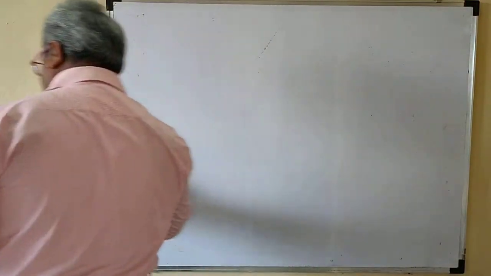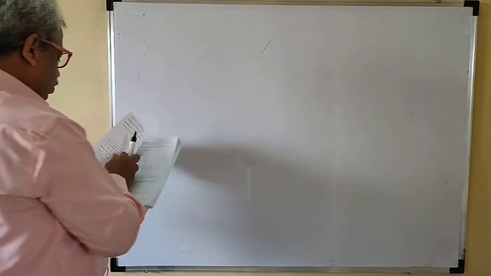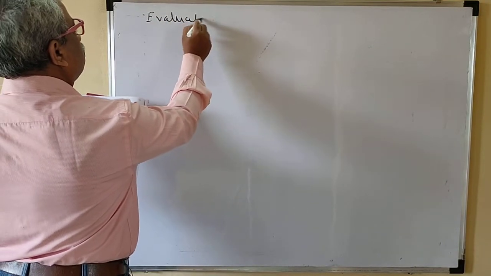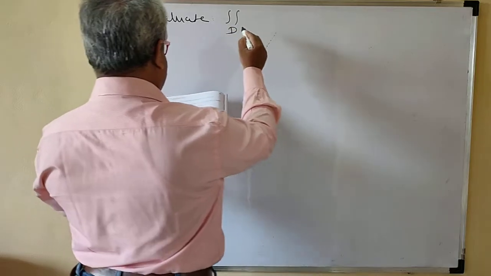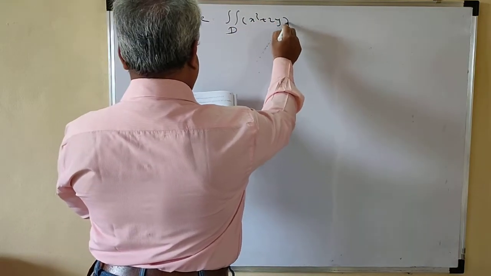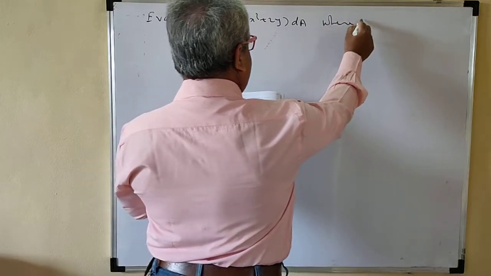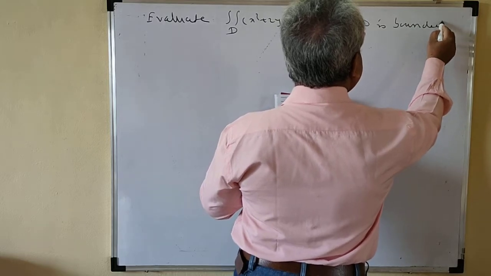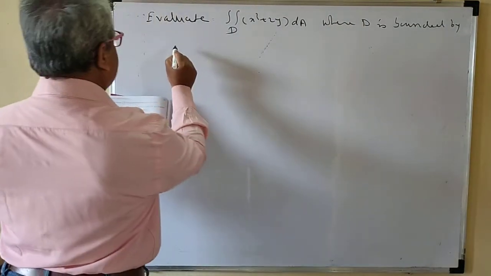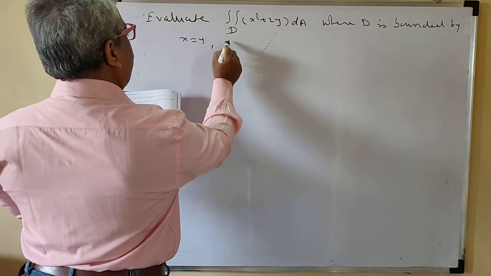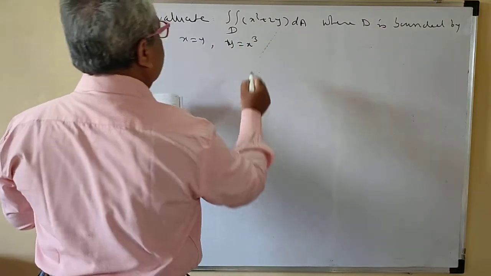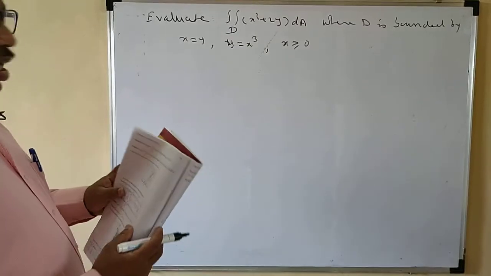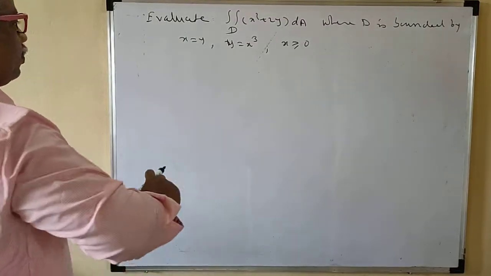So we'll take the next problem. Evaluate the double integral over D of x square plus twice y dA, where D is bounded by x is equal to y and y is equal to x cube, x is greater than or equal to 0. x greater than or equal to 0 means x is positive. So you are on the right side of the y axis.